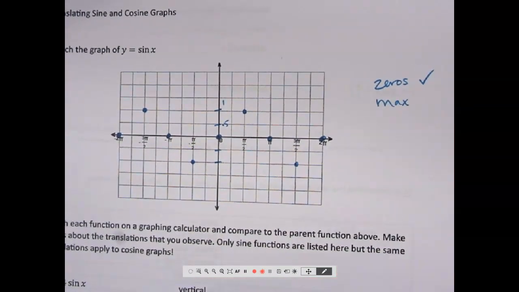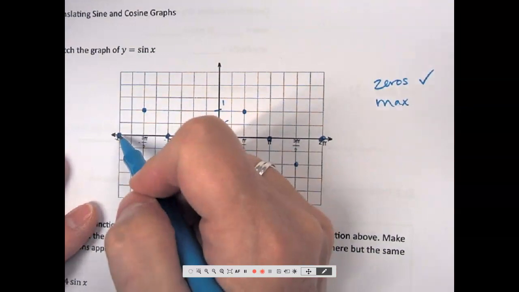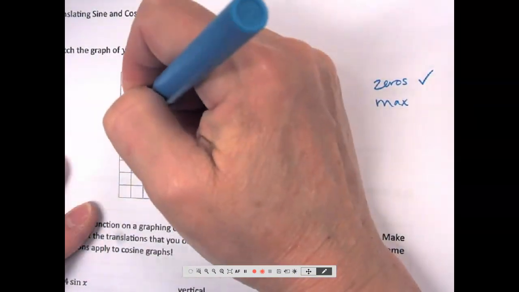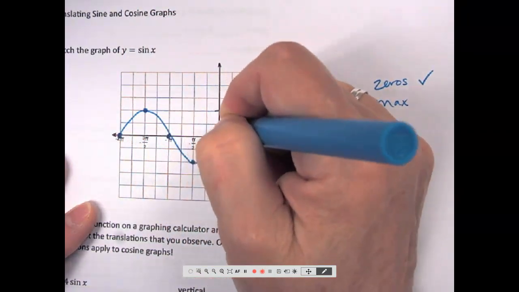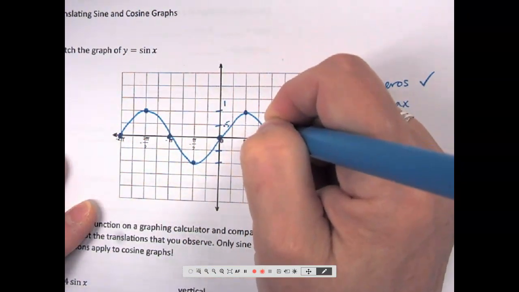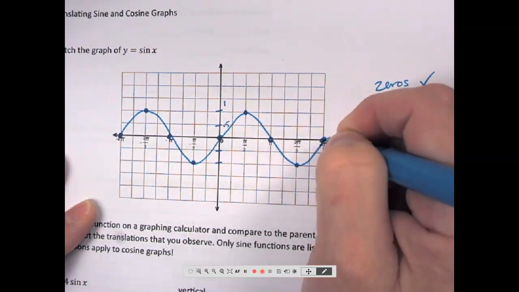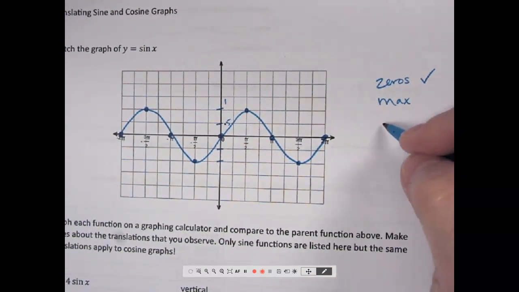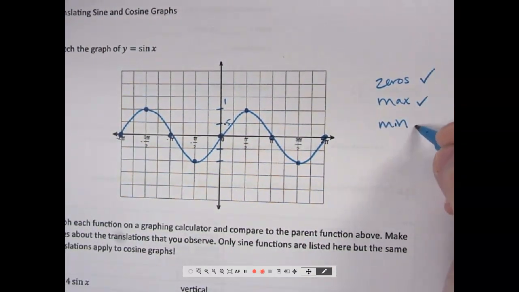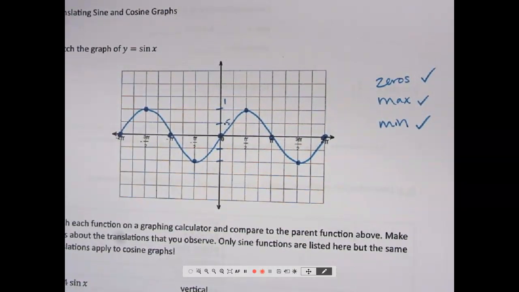So then, once I know the zeros, the maxes, and the mins, then we can pretty easily just connect them. Remember, don't make them little sharp Ts and Vs. Try to make them smooth. Not always easy to do, but that would be two full waves of a sine curve using these important points. Where are the zeros? Where is it crossing the x-axis? Where are the maxes? Where is it reaching 1? Where are the mins? Where is it reaching negative 1?